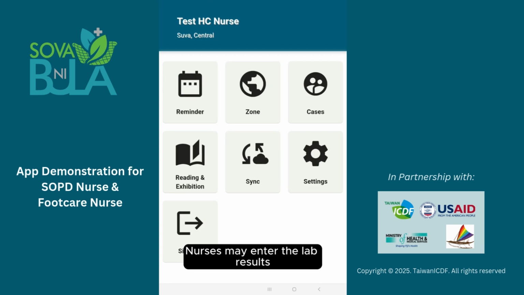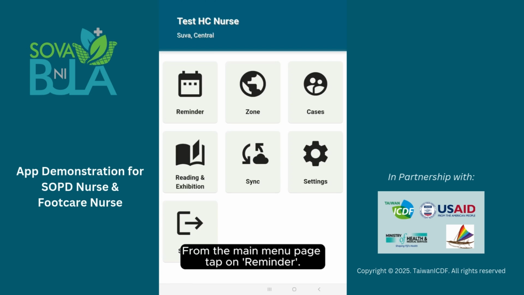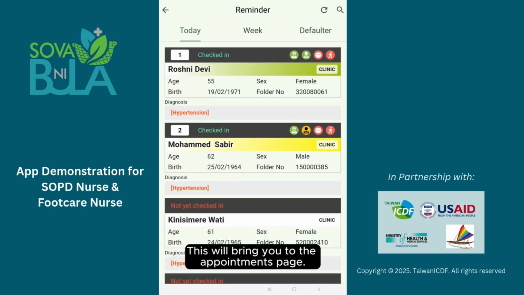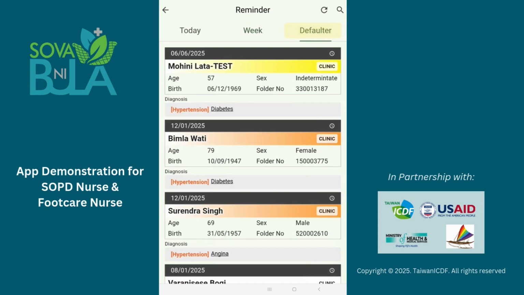Nurses may enter the lab results up to a week before the patient's visit from the SOPD Plus system. From the main menu page, tap on Reminder. This will bring you to the Appointments page. The appointments are categorized into 3 on the app version. These are appointments due today, appointments due in a week, and those who have defaulted their appointments.